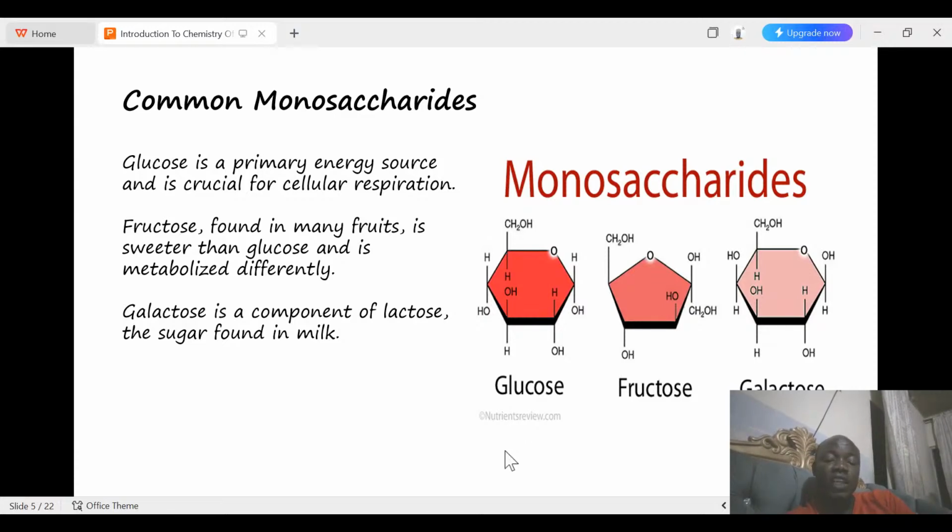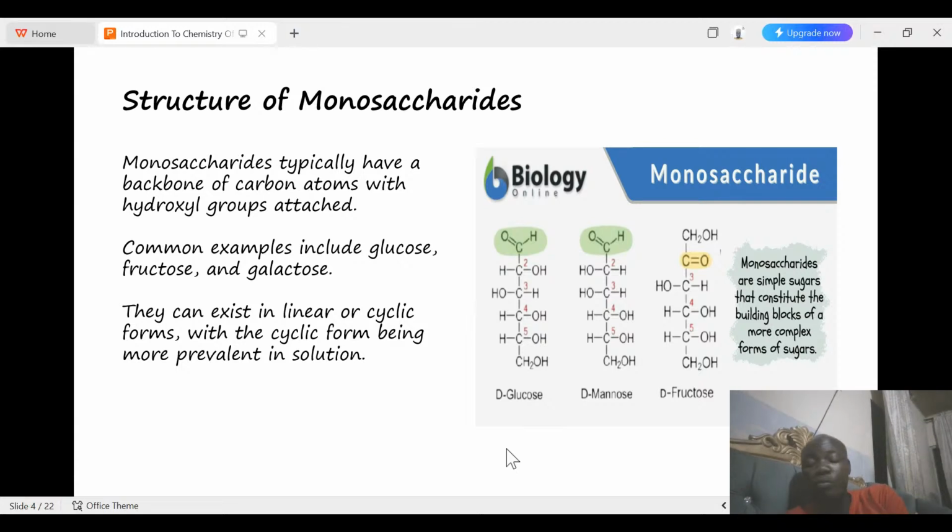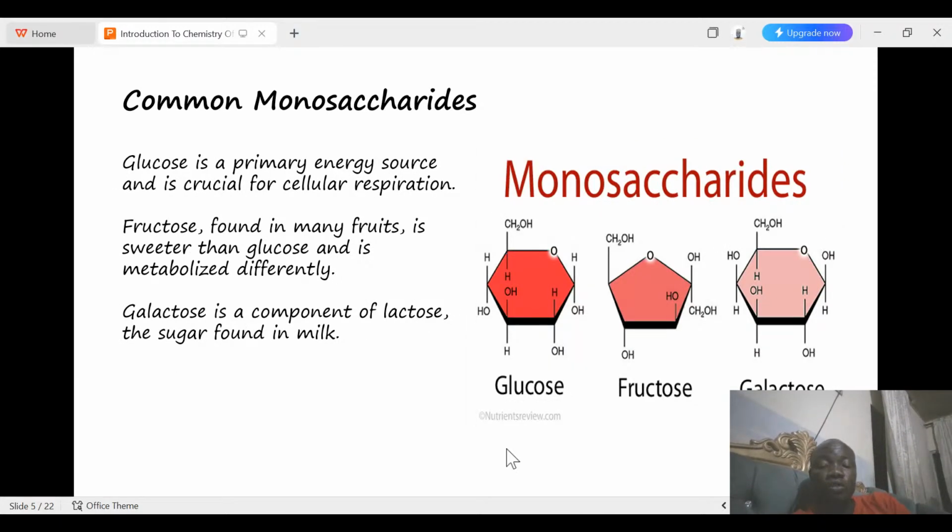So these are actually also the common ones. You see, this one is about the structure of monosaccharides. Now we are going to look at the common monosaccharides. The common monosaccharides include glucose, and this glucose is a primary energy source and is crucial for cellular respiration. Starting with glucose, it is the primary source of energy in our body. Whenever we need energy, it's this glucose that we utilize, and it is crucial for our cellular respiration.